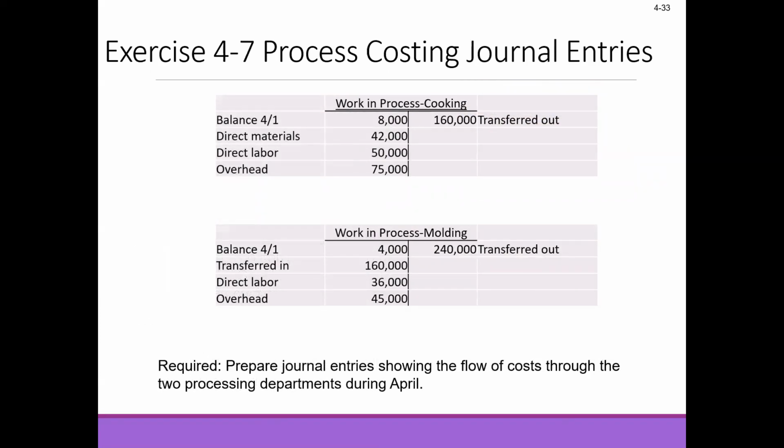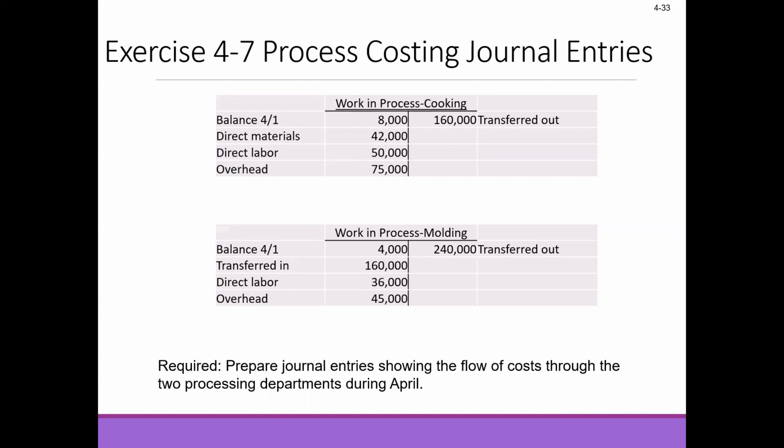So you see, we started on April 1st with a balance in cooking of 8,000. We added our direct materials, our direct labor, and our overhead. So direct materials, 42,000, direct labor of 50, and overhead of 75,000. We then transferred out 160,000.